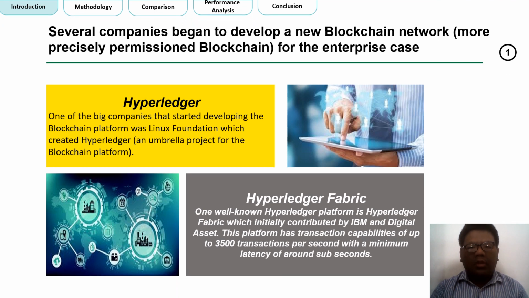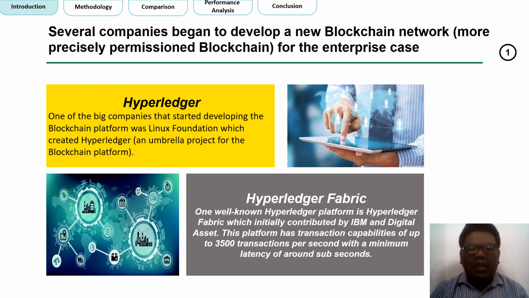Blockchain is a new distributed ledger technology. The first application of the blockchain started from Bitcoin, which was created by Satoshi Nakamoto. As time went by, several companies began to develop new blockchain networks, or more precisely permissioned blockchains, for enterprise cases, because many researchers and entrepreneurs realized that the ability of the blockchain, in both privacy and transparency, can be explored even deeper.